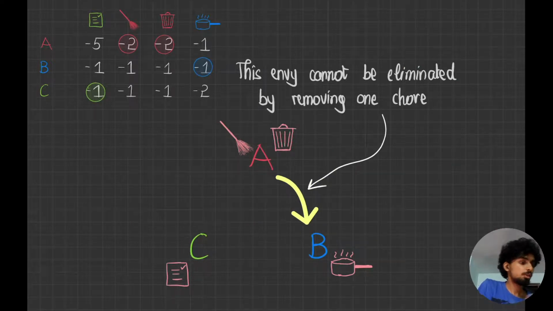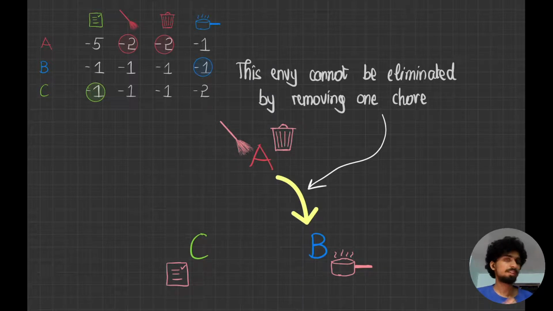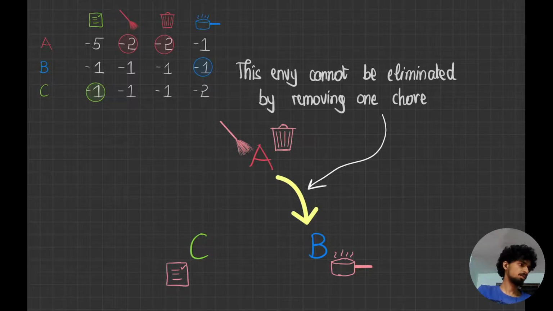Now A has these two chores and B has the same chore as before. Now my claim is, after resolving this cycle, the envy between A and B is not EF1. So this envy does not vanish on removing a chore from A. Why is that the case?